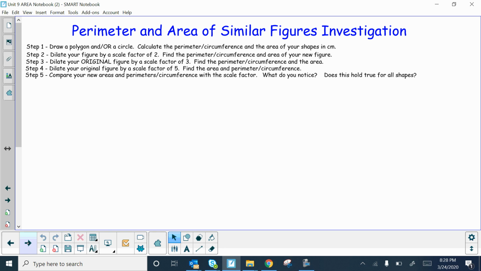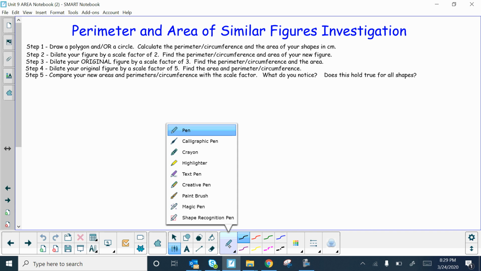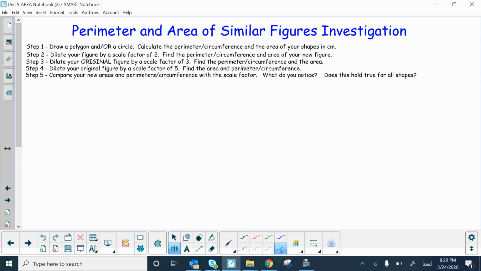I'm going to do a polygon on here. And we're going to calculate the perimeter and the circumference of this polygon. And we're going to keep it real simple. So let's just draw a rectangle. Okay, and this rectangle is going to be 1 foot by 2 feet. Okay, so 1 foot by 2 foot.